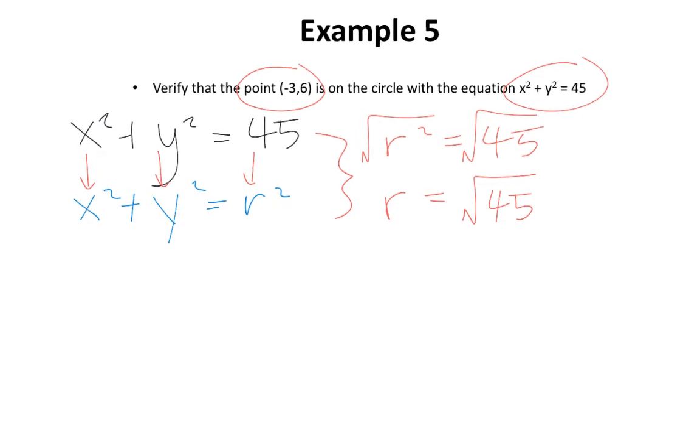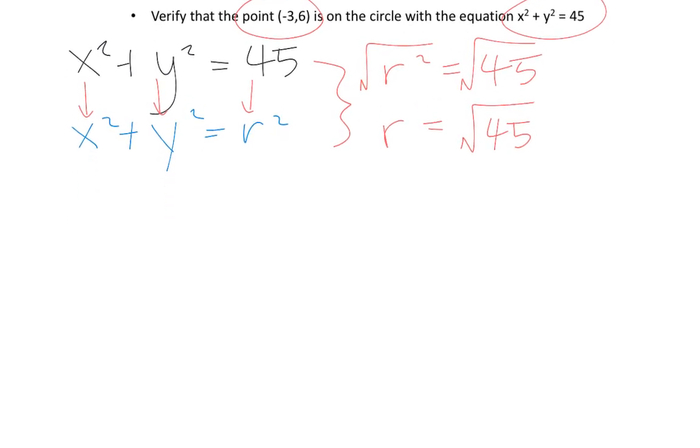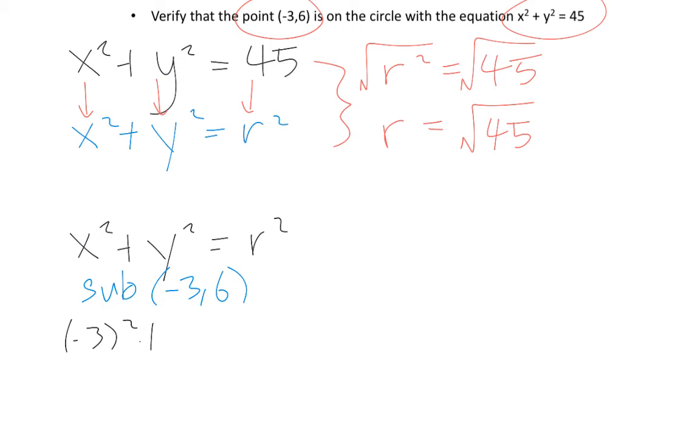We're going to do something which is very similar to the previous question. I want to figure out the radius of the circle that contains the point negative 3, 6. So I'm going to sub in the point negative 3, 6. Negative 3 goes in brackets and it gets squared. The 6 goes in brackets, gets squared. Everything else stays the same. Negative 3 squared is 9. 6 squared is 36. Everything else stays the same.